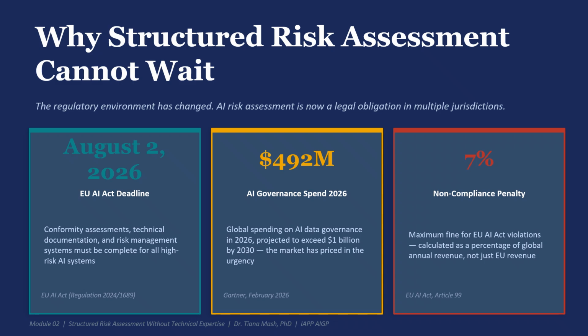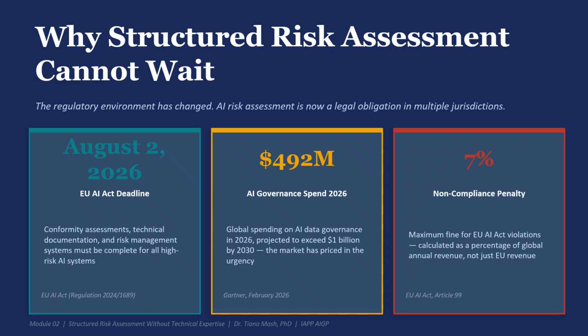On August 2nd, 2026, yes, this year, this is not just a general guideline, it is a legal deadline provided under the European Union's AI Act, which applies not just to European organizations, but to any organization whose AI system can affect people in the European sector. Conformity assessments, technical documentation, and risk management systems must be completed for all high-risk AI systems by that date.